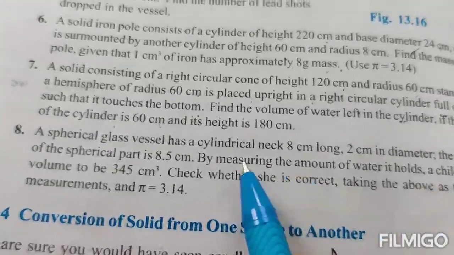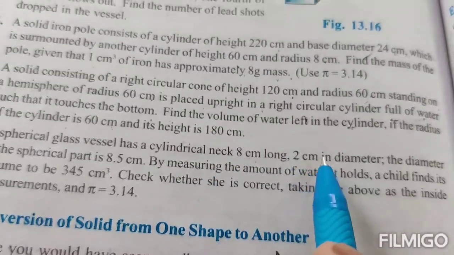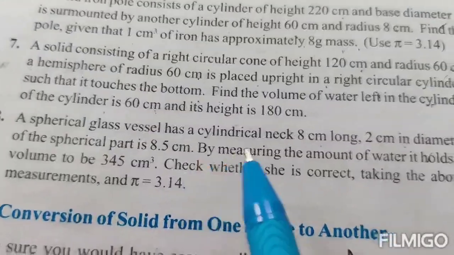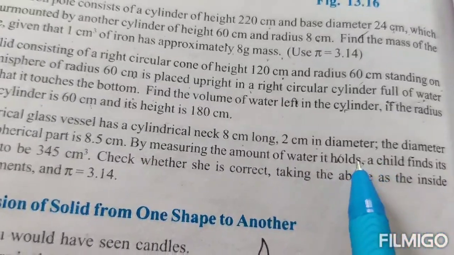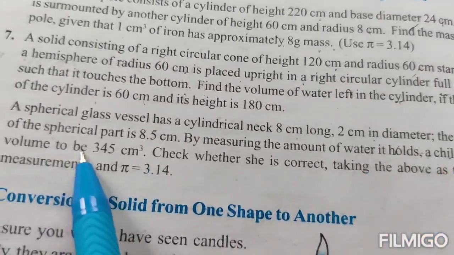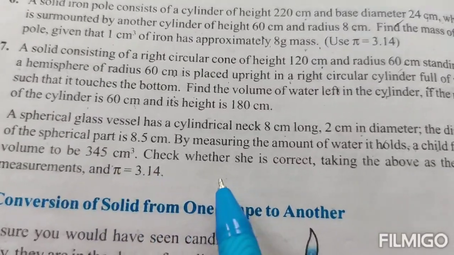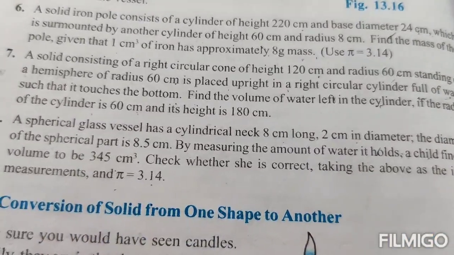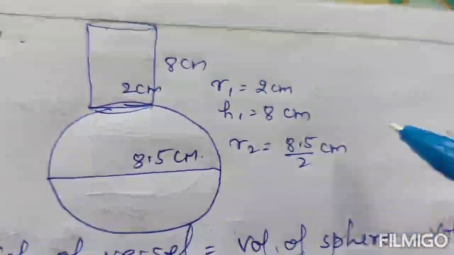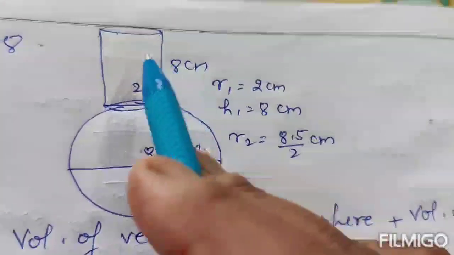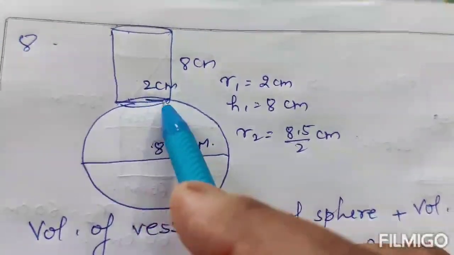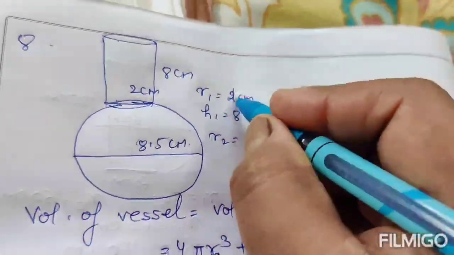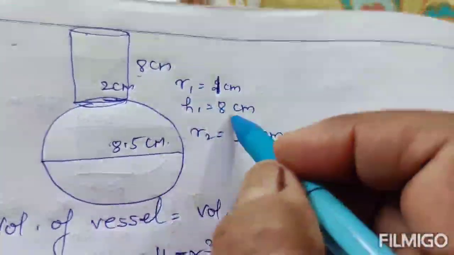Last question. Question number 8. A spherical glass vessel has a cylindrical neck 8 cm long and 2 cm in diameter. The diameter of the spherical part is 8.5 cm. By measuring the amount of water it holds, a child finds its volume is 345 cm cube. Check whether she is correct, taking above as the inside measurement. Pi equal to 3.14. This is the figure of question number 8. A sphere plus cylinder. The diameter of the cylindrical portion is 2 cm. It means radius is 1 cm and height is 8 cm.